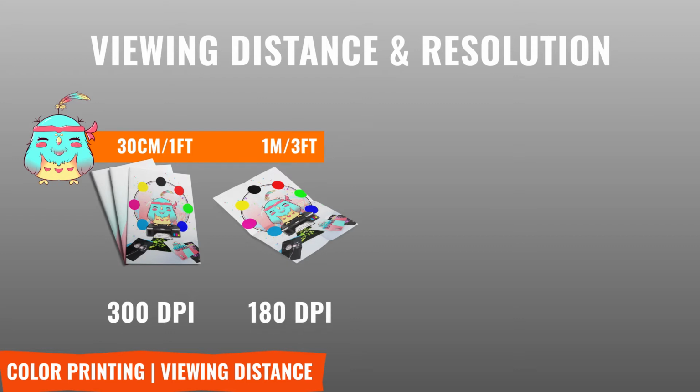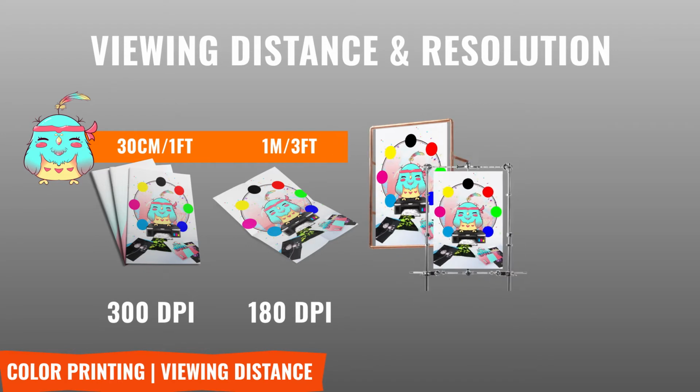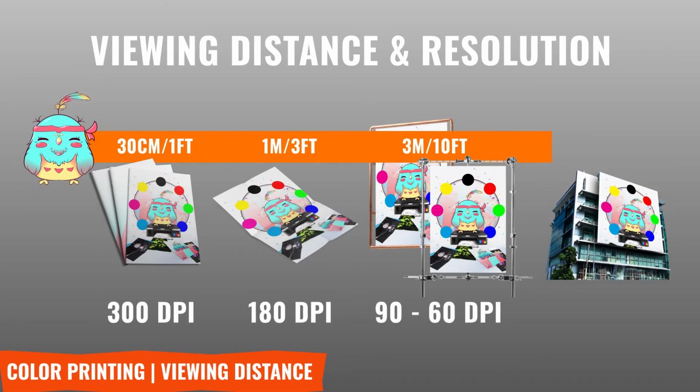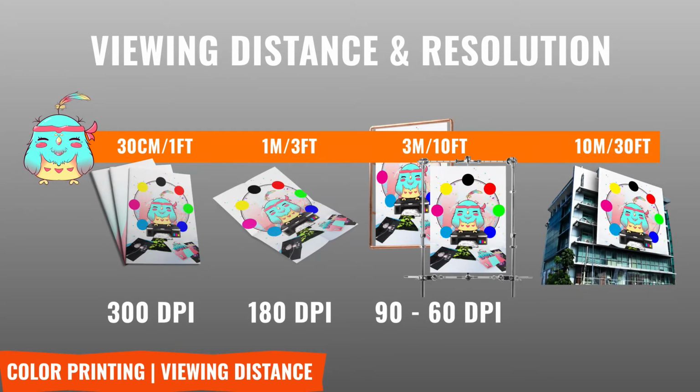A large format print, maybe viewed at around 2 or 3 meters or 10 feet, needs a minimal resolution lower than 100 dpi, maybe around 90 to 60 dpi. A billboard that will be viewed from 10 meters or 30 feet away can be printed at a low resolution such as 30 dpi, maybe even lower. The minimum resolution in Clip Studio Paint is 72 dpi.